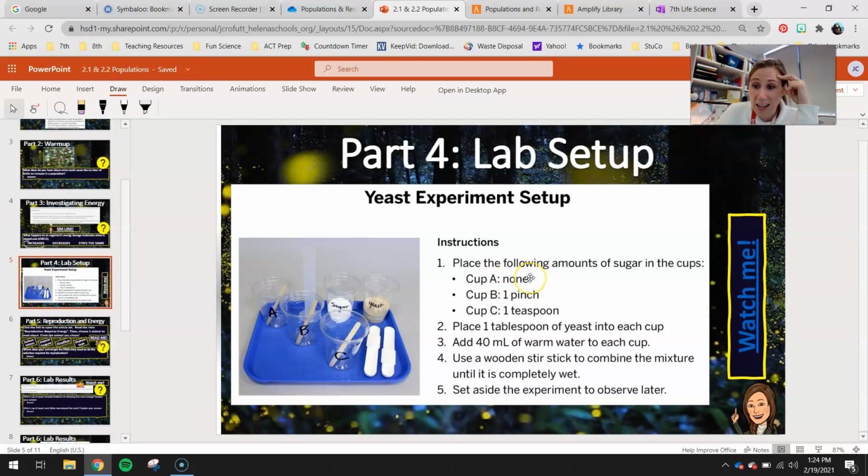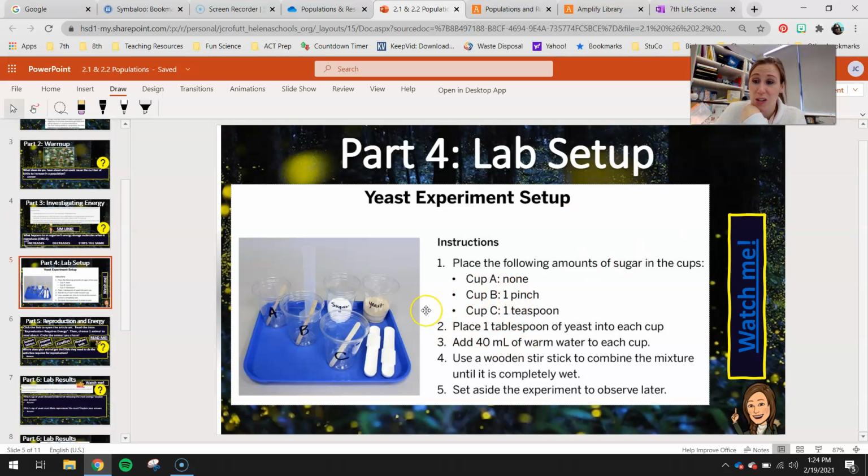What you also need to add is sugar, and sugar is going to be our independent variable because it's the thing that we're changing in this experiment. So in cup A, you will not put any sugar at all. In cup B, you'll put just a pinch of sugar. So if you just pinch into your sugar bowl and add that to the cup and stir it in. And then C, you're going to add a whole teaspoon of sugar to your cup.